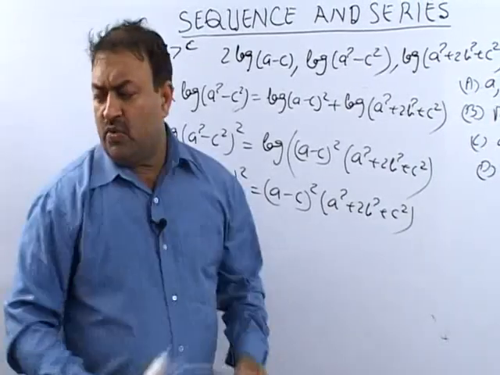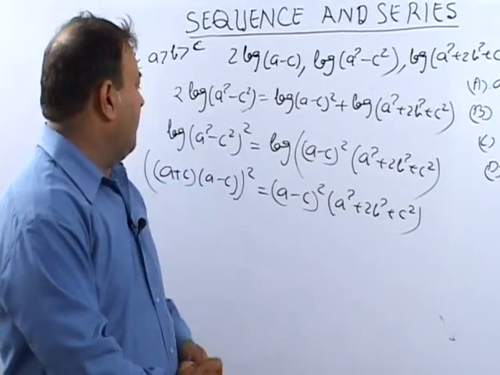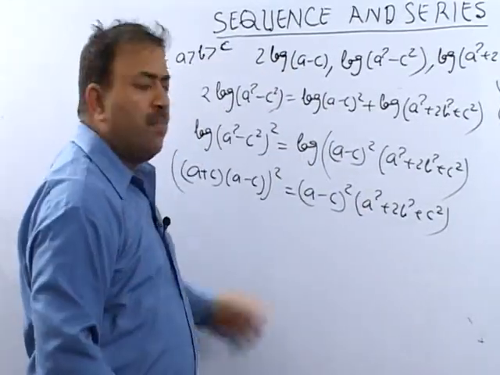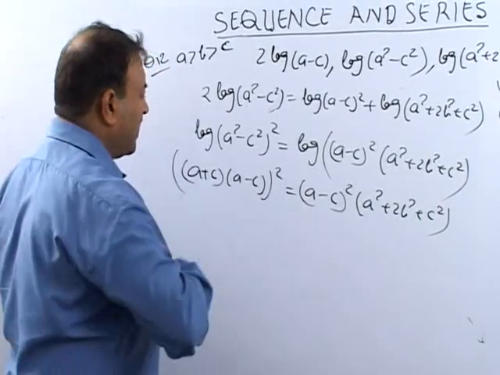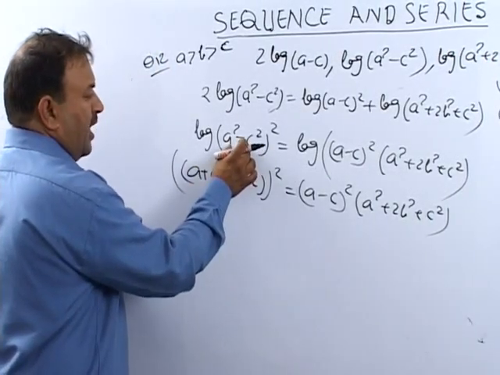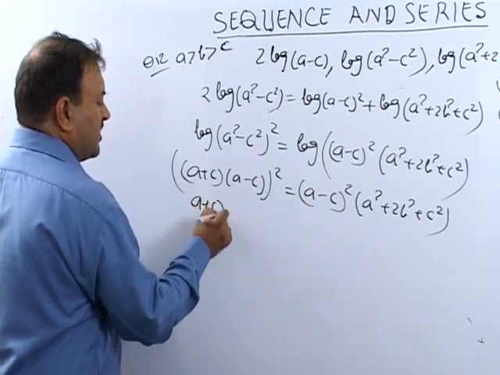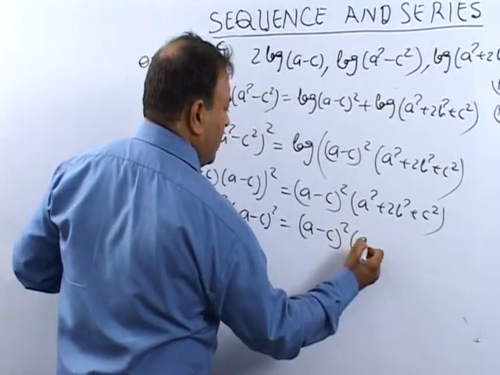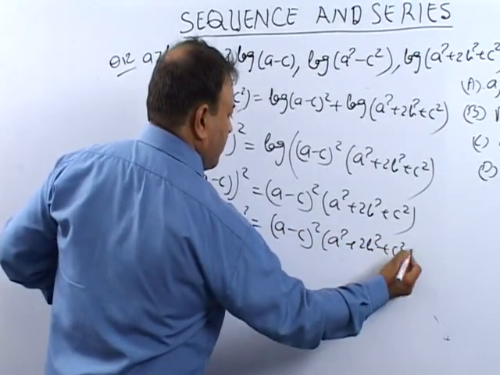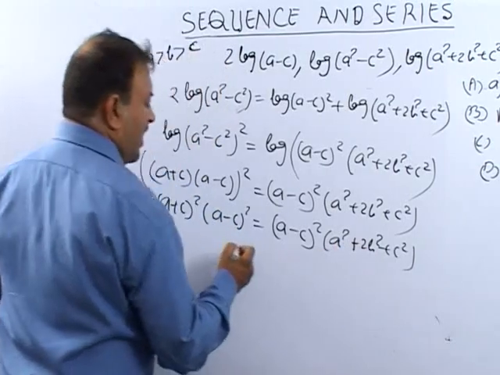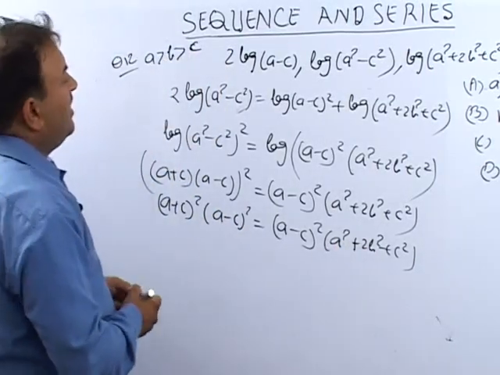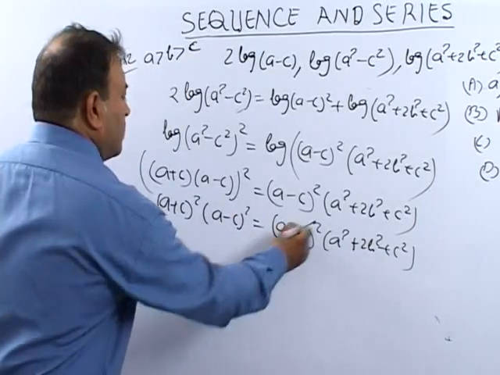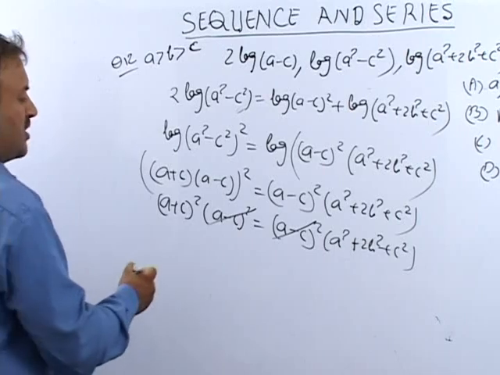Now see, we have to open the bracket very carefully. If we make a little mistake, it will become a total hodgepodge. The best thing is to just open it: (A + C)² (A − C)² equals (A − C)² (A² + 2B² + C²). Now I can cancel out (A − C)², because we are given A is greater than C, so A can't be equal to C. These both terms can be cancelled out.